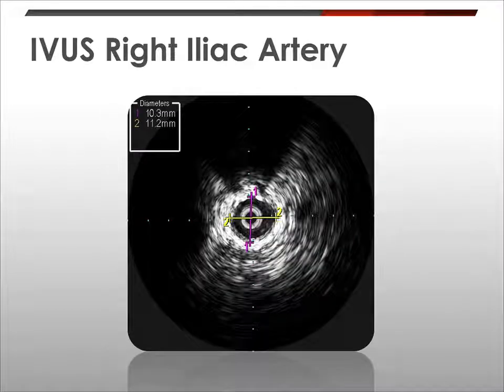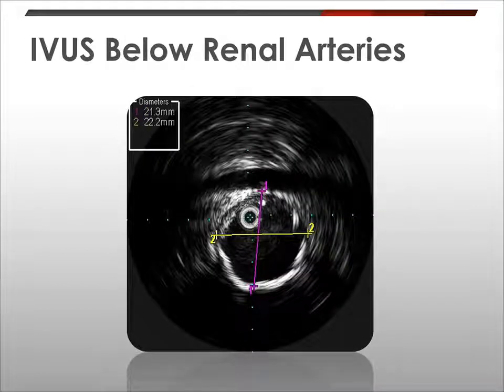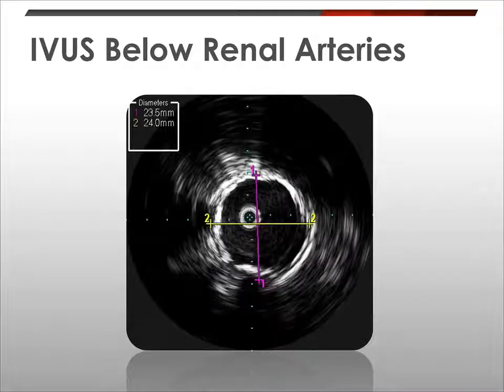The next slide shows the right iliac artery diameters easily measured by intravascular ultrasound, confirming or sometimes disputing the CAT scan diameters. The next slide shows the diameter and quality of the aortic neck just below the renal arteries. The next slide shows the mid-distal abdominal aortic neck along with diameters showing that it is slightly reverse funnel.